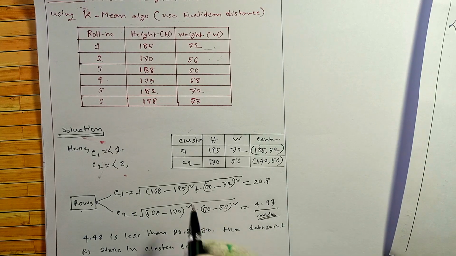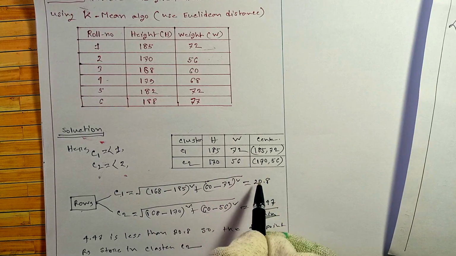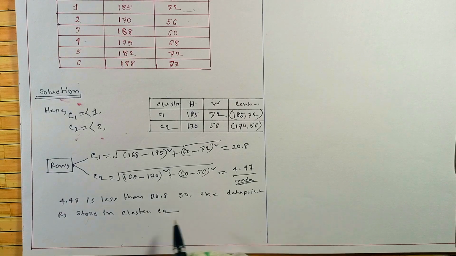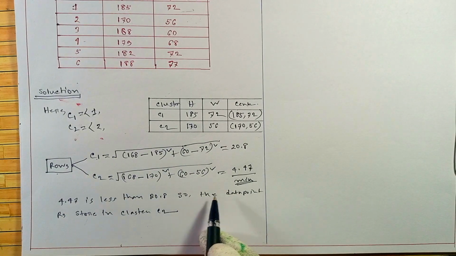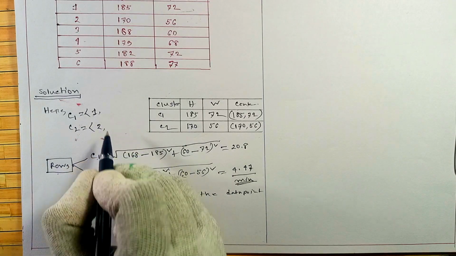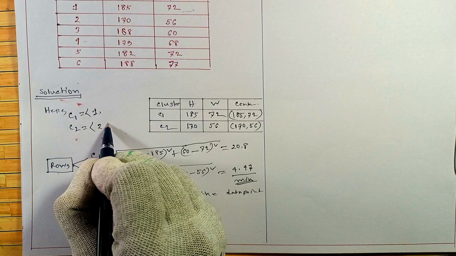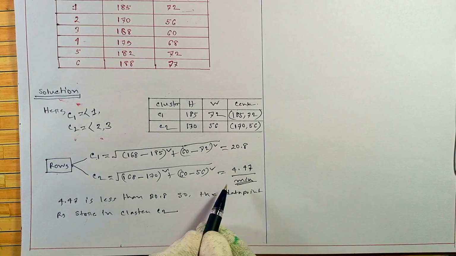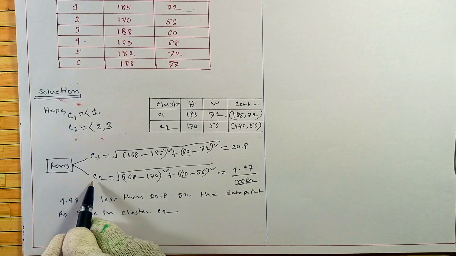Now we have to update the value of C2. We don't have to do anything in C1 because C1 is large. Now we have to update C2 because the data point is stored there. So we can write here C3, row 3 will go to C2 because C2 is minimum. So we have to update the value of C2.